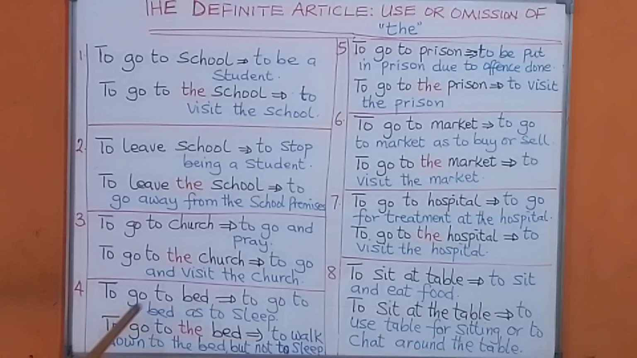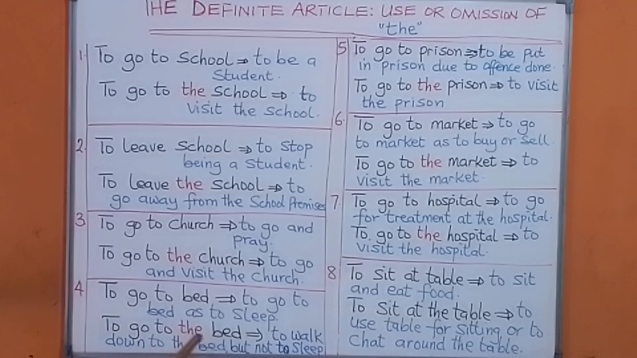Number 4, to go to bed means to go to bed and sleep. When you go to bed with the intention of sleeping, that is to go to bed. When you go to bed in preparation to sleep, that is to go to bed.